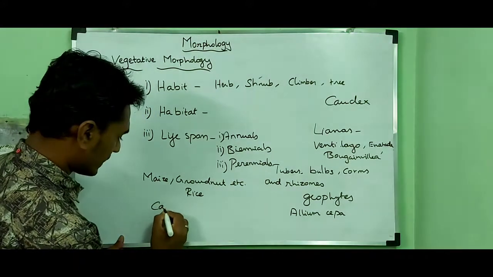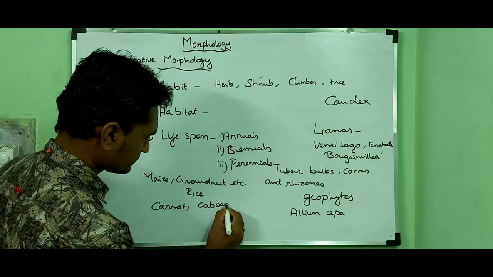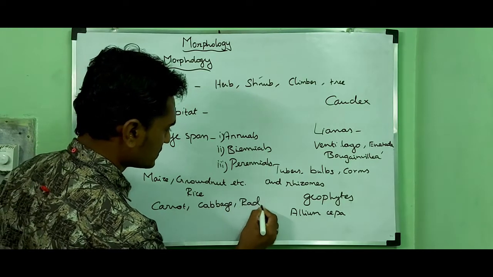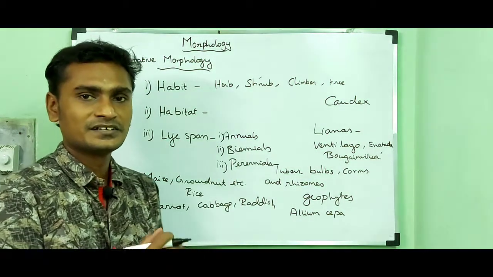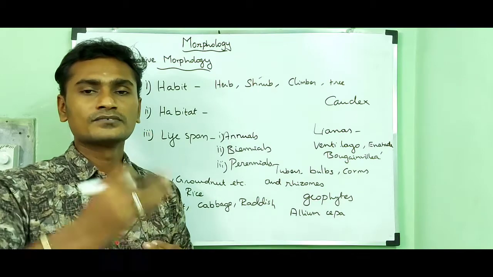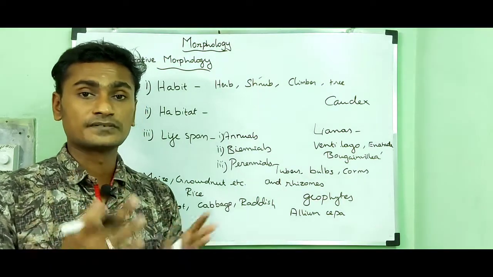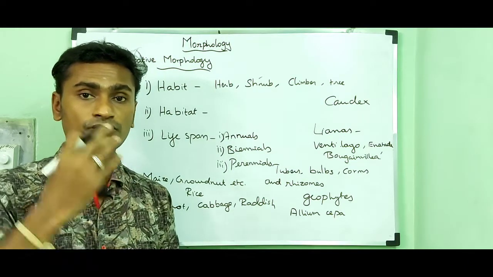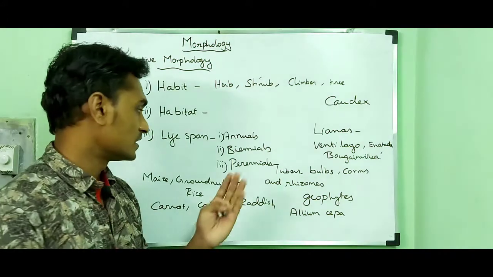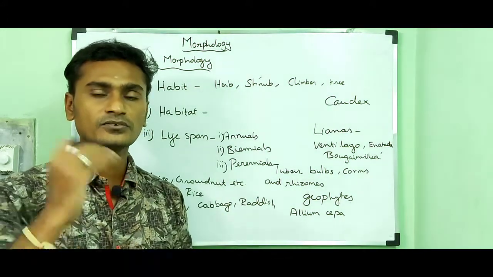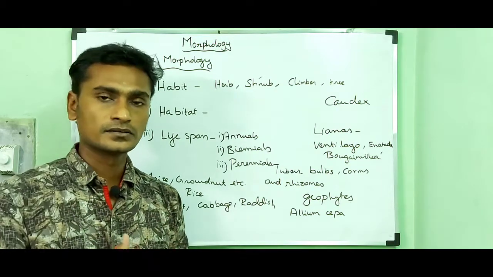Example, carrot, cabbage and radish. Then perennials. Perennialsனாலே அது காலம் ஃபுல்லா இருக்கும். They can produce flowers for several years and they can produce fruits for several years or every year. அது உயிர் வாழ்ற வரைக்கும் ஃப்ளவர் வளரும், ஃப்ளவர் கொடுக்கும், then பழங்களும் கொடுக்கும்.